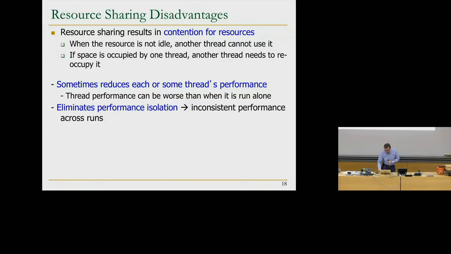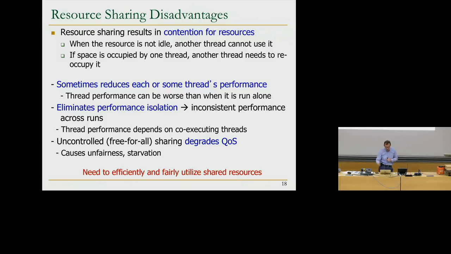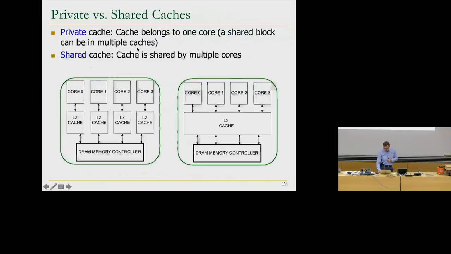So these are real problems with resource sharing. Essentially, thread performance depends on other threads that are co-executing with this thread. And if you have uncontrolled sharing of the cache, this leads to a quality of service issue. So you need to control this problem, because otherwise you cause a lot of unfairness and starvation. And again, I'm not going to go into the details, but you can construct cases very easily, as I just described. So you have a need for efficient and fair utilization of shared resources if you're actually sharing resources.